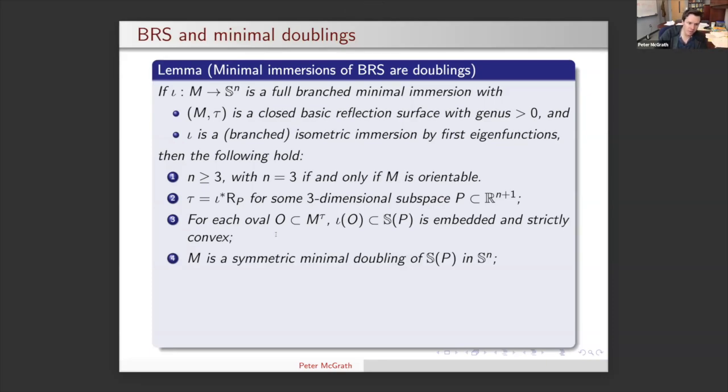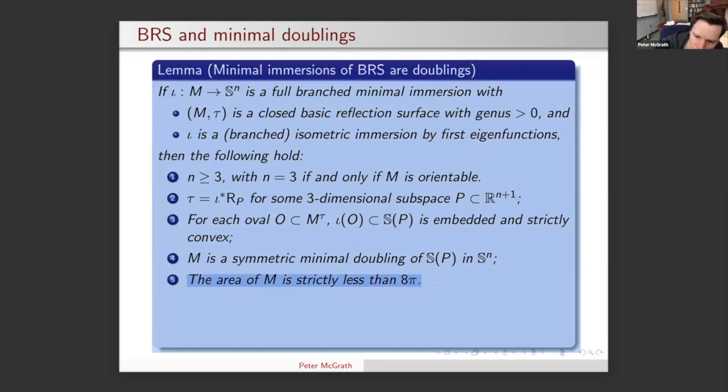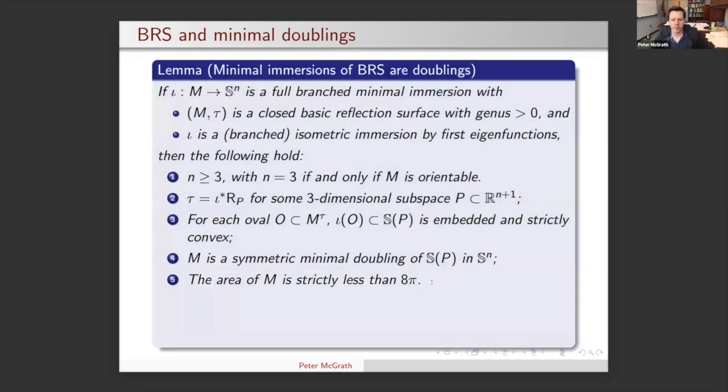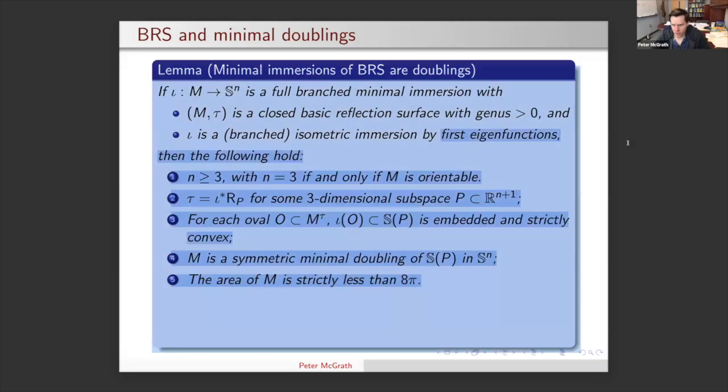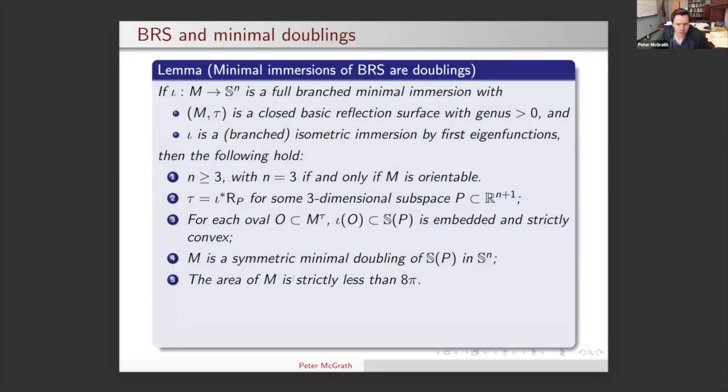And in particular, the next item is that the minimal surface is actually a symmetric minimal doubling of the equatorial 2-sphere, the equator being this plane P that I talked about earlier. And lastly, the area is less than 8 pi. So this conclusion 5 is re-articulating what I said on the previous slide about the eigenvalue bound being less than 16 pi, given that the eigenfunctions have eigenvalue 2 in this case.